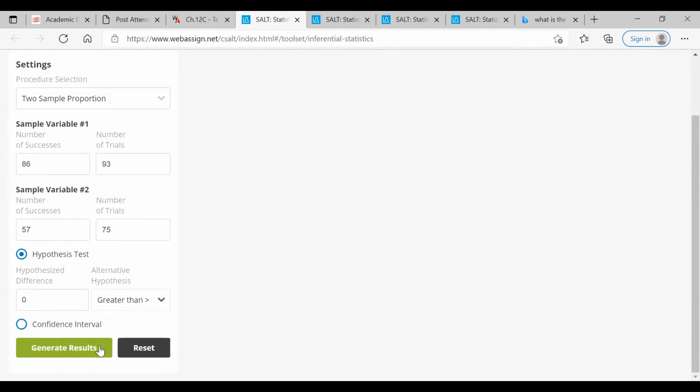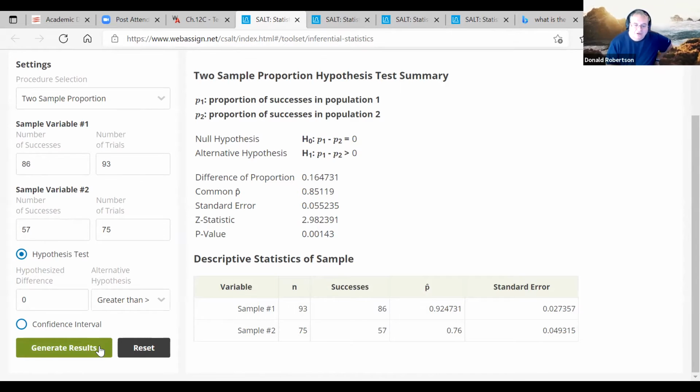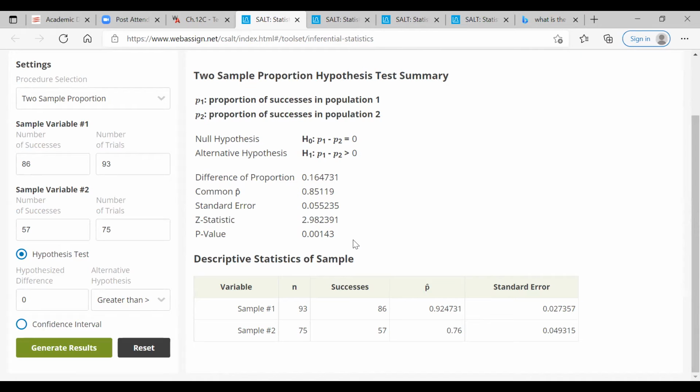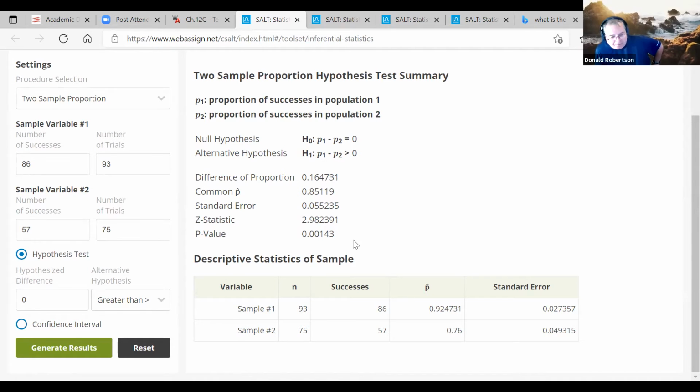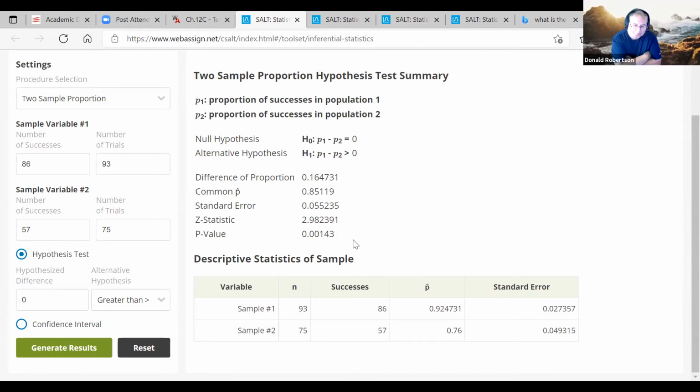Now, generate results. Now, you want to get your Z statistic. That's the test statistic. That's what they call it. Okay. That makes more sense. So, but the Z statistic is the same thing as the test statistic? Yes.